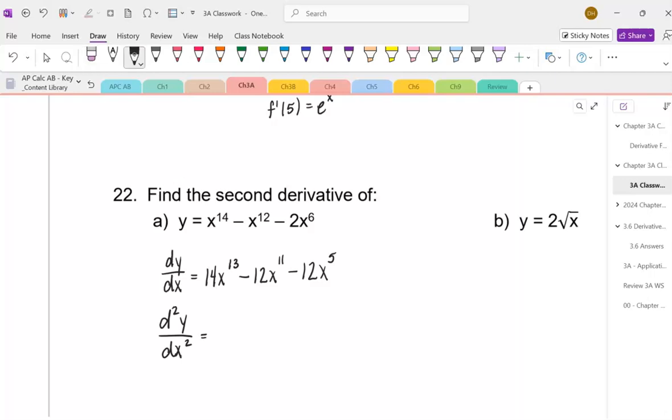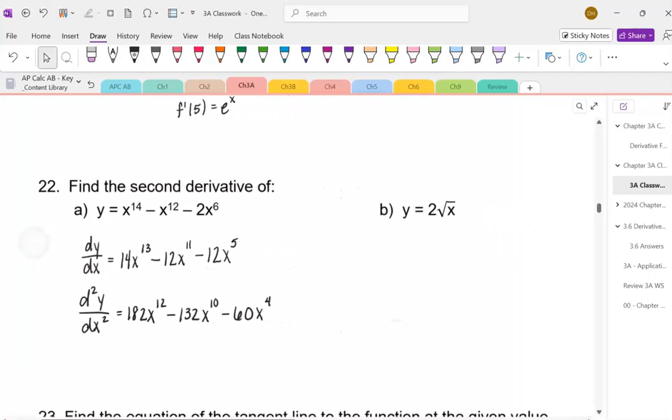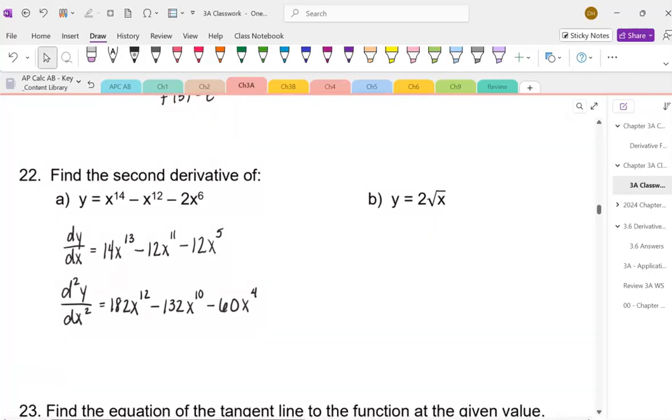So we've got 13 times the 14, which is 182 x, and then subtract 1, we get 12, minus 12 times 11, 132. X to the power of subtract 1, you get 10, and then you've got minus 60, x subtract 1 to the 4th. So we've got second derivative notation. You have to take the first derivative, find the first derivative first.